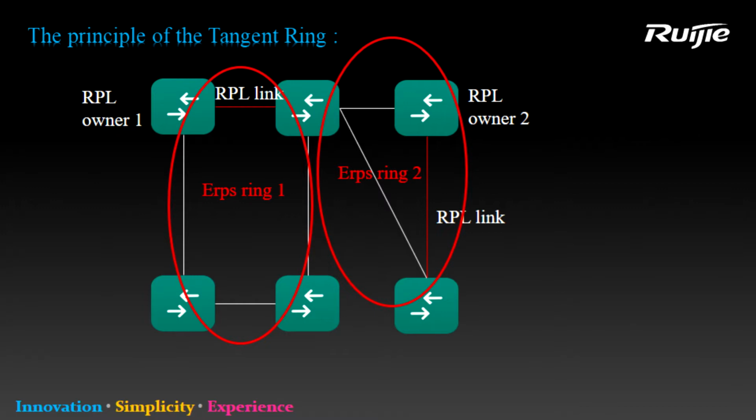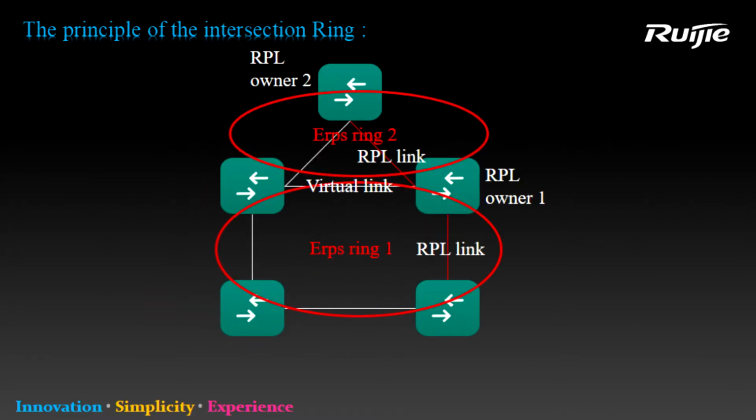And actually, the tangent ring has the same working mechanism like a single ring. Only we need to divide it into 2 single rings, and the configuration is the same. Like the slide before, not only the tangent ring has the same working mechanism as the single ring, but also the intersection ring has the same working mechanism. And the only difference is that we need to divide the intersection ring into several single rings, and the configurations are the same too.